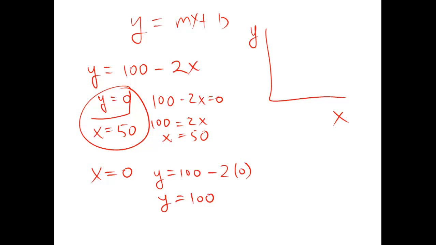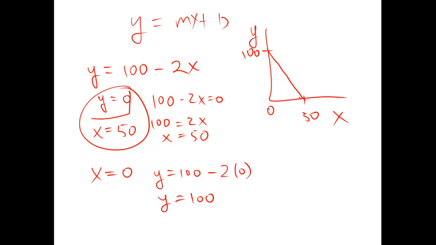Now let's take that over to our kind of sloppily made diagram over here. When x is equal to 0, so here's 0, y is equal to 100. So let's say that's 100. When y is equal to 0, x is equal to 50. And the line itself is the straight line that connects those 2 points.